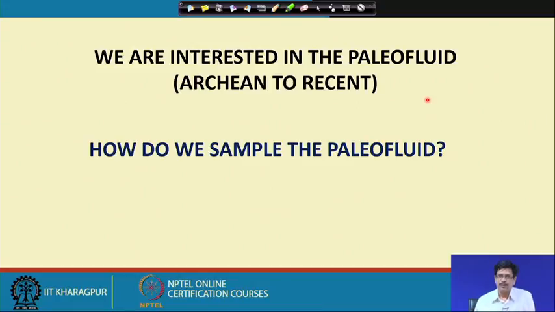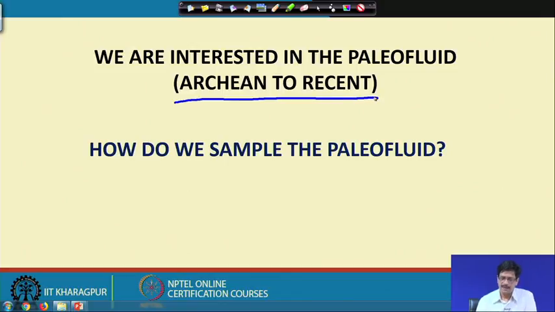Okay. So, we know that the fluid activity that we are talking about has been going on since the very beginning of the formation of the earth. So, we can say that this fluid activity has been present from the Archean to recent. We know the ocean has been existing right from the Archean. With some idea as to how the ocean water evolved, we have also got to know from some other evidence.